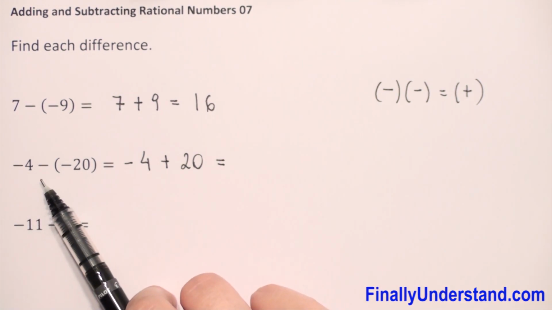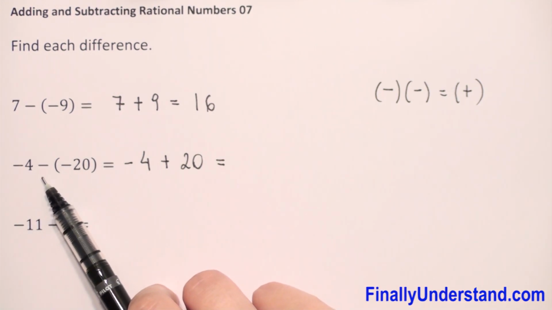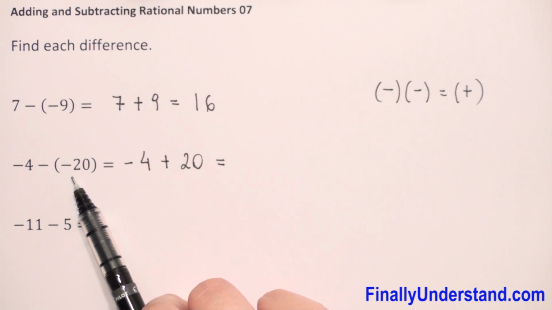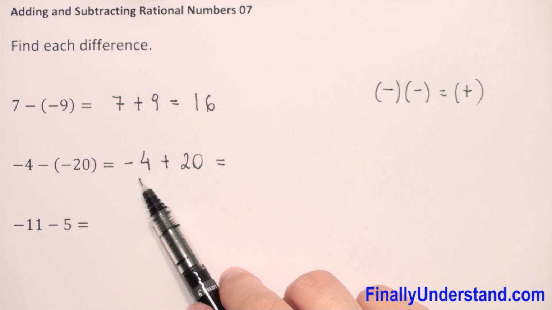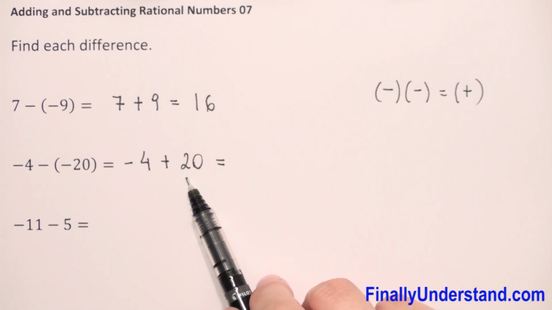Or you have to memorize that when you subtract integers, we change subtraction to addition of the opposite number. The opposite of negative 20 is 20. So it's the same. So now we have negative 4 plus 20.